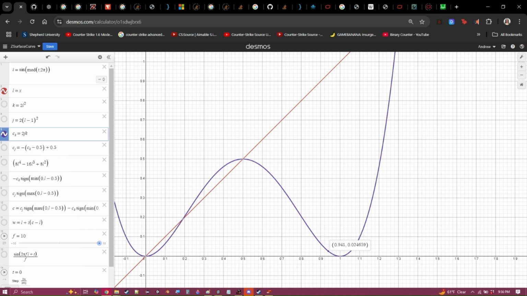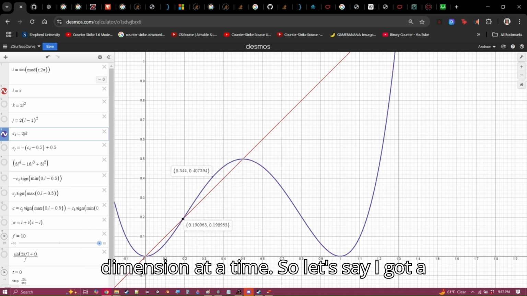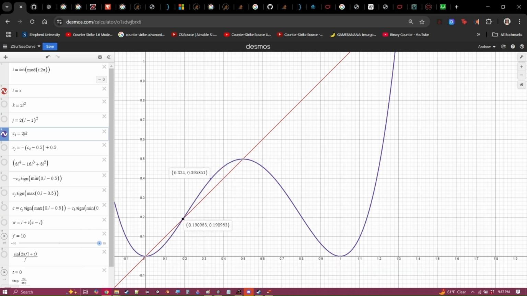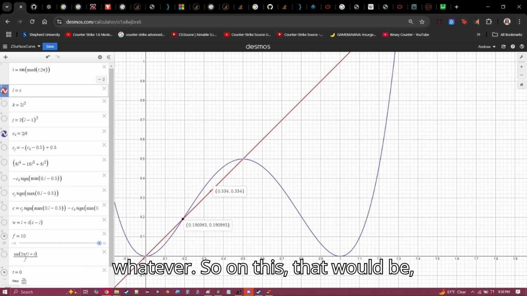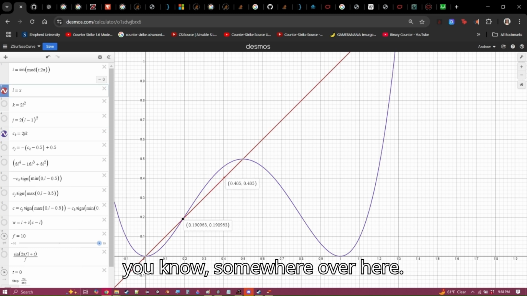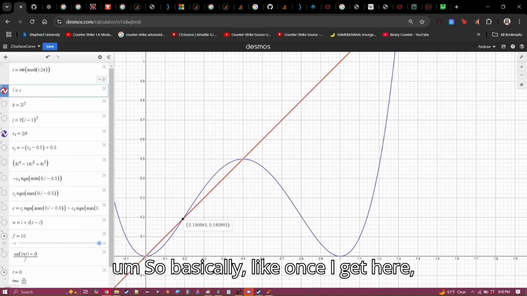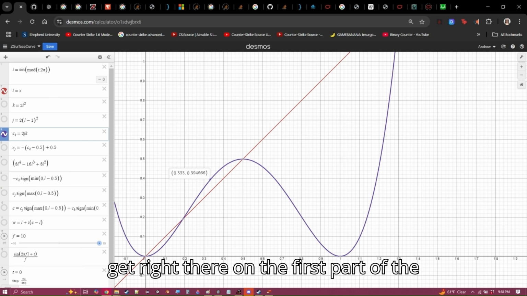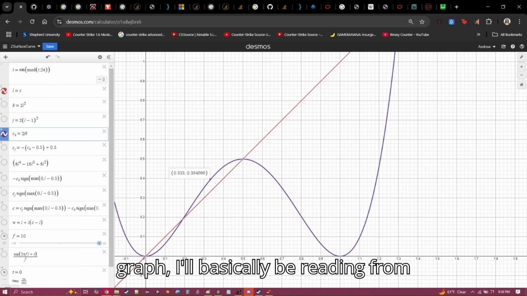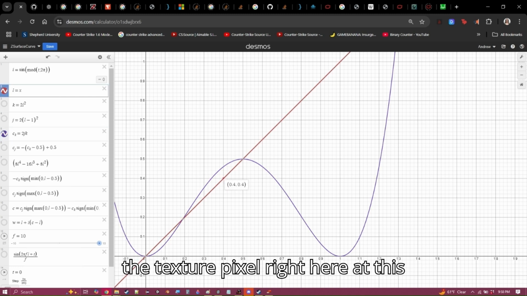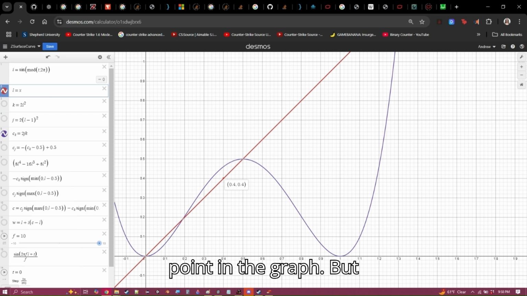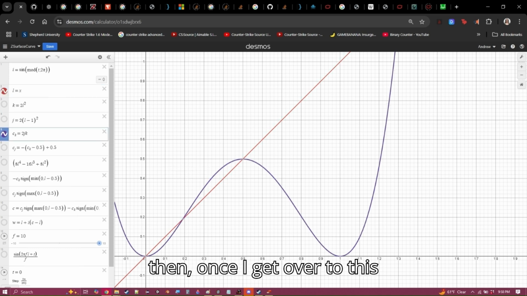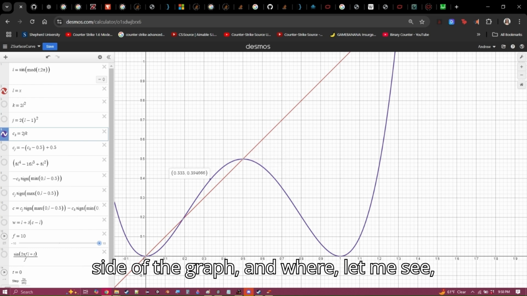the texture, because remember, this is for one dimension at a time. So let's say I got a U component of 0.333. That will map to somewhere around 0.4 or whatever. So on this, that would be somewhere over here. Basically, once I get right there on the first part of the graph, I'll be reading from the texture pixel right at this point in the graph. But then once I get over to this side of the graph, and let me see, where was that?